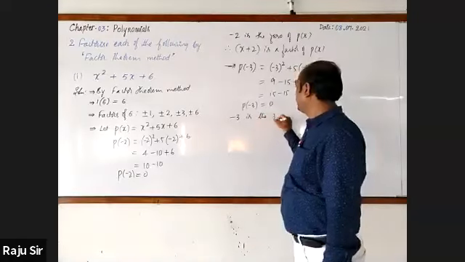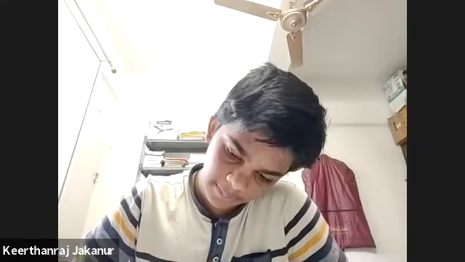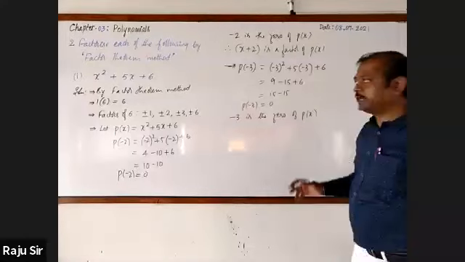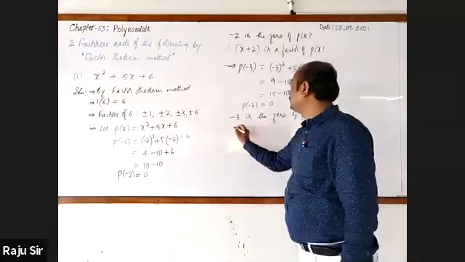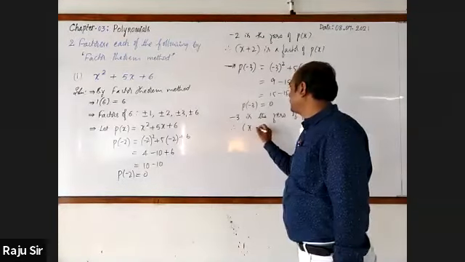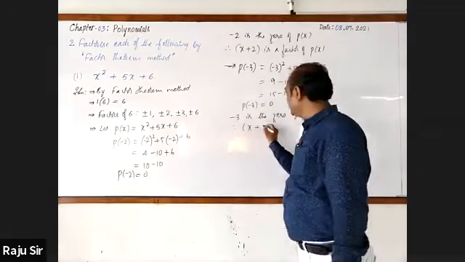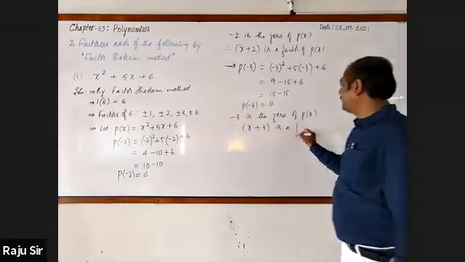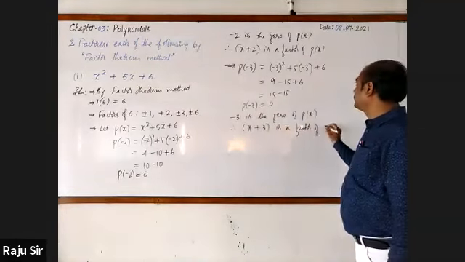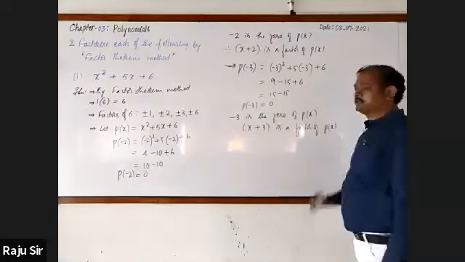Then can we say x plus 3 is a factor? Very good. X plus 3 is the factor. Minus 3 is the zero of p of x. So by the factor theorem, you can write: therefore, x plus 3 is a factor of p of x.